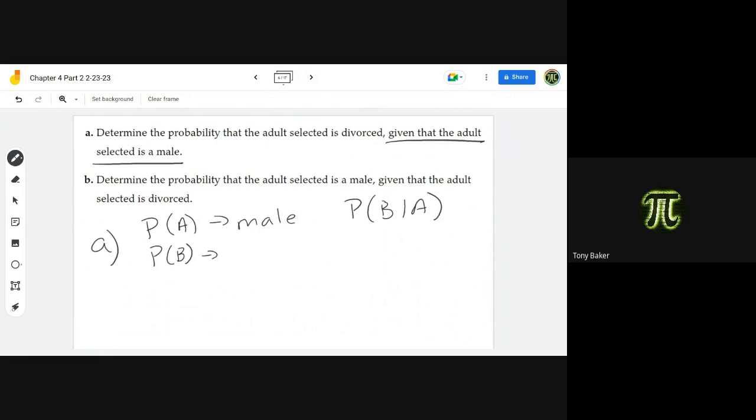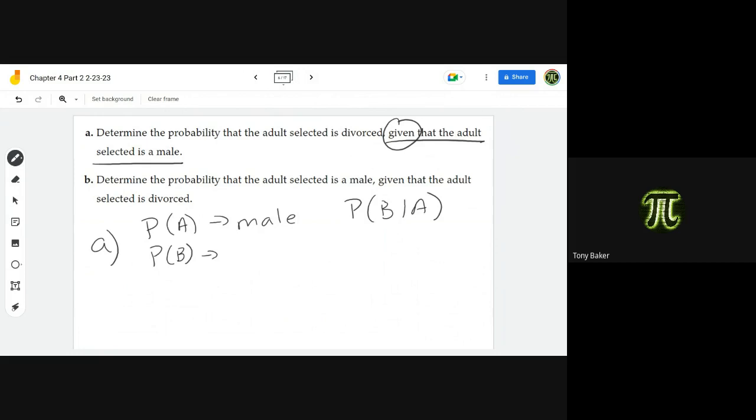Depending on the phrasing of the question, after being ordered A, B, it could say, given that the adult selected is male, find the probability that the adult selected is divorced. The keyword is given. This is the word you're looking for, because that's basically setting your base probability. That's setting your bottom. If given is in there, then that's it; otherwise, typically it'll say and, those type of things.